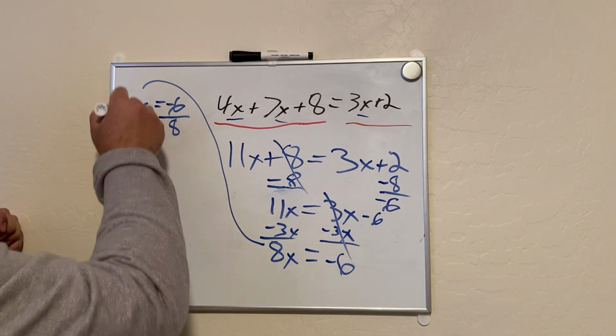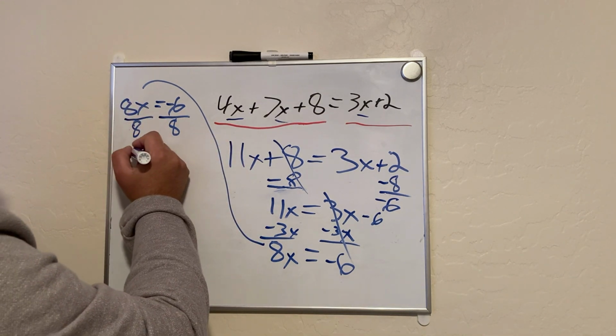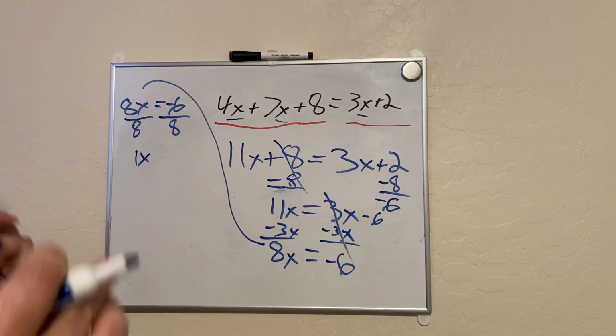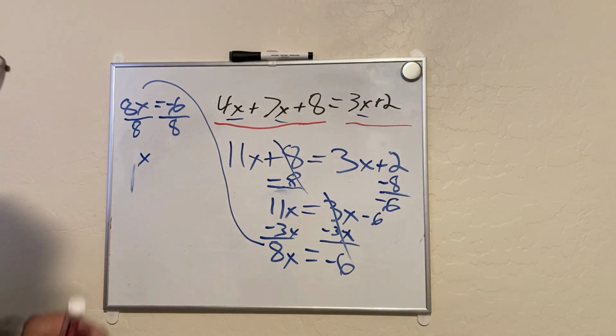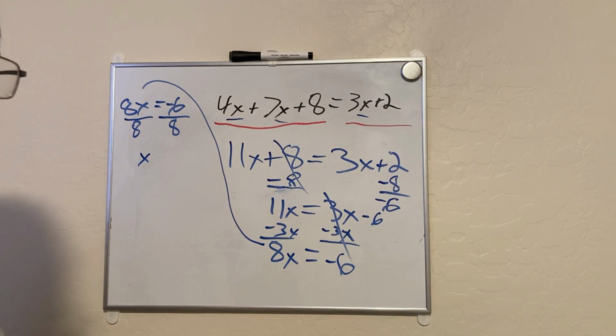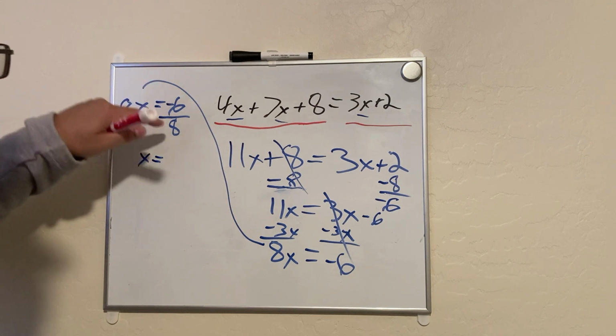So in this case, 8 divided by 8 equals 1. So it's just going to be 1x. But as I mentioned before, you don't typically write the 1. The 1's usually invisible. So let's just get rid of that 1. We don't need it. If there's an x there, it automatically has a 1. x equals negative 6 over 8.